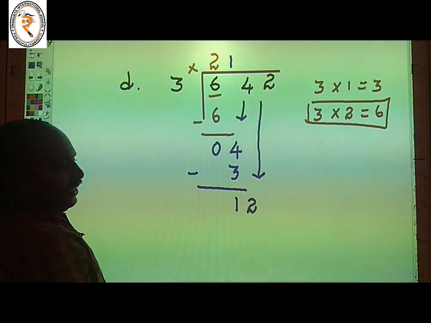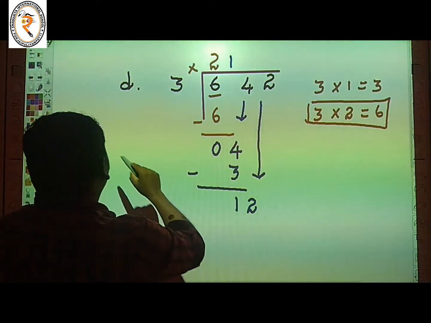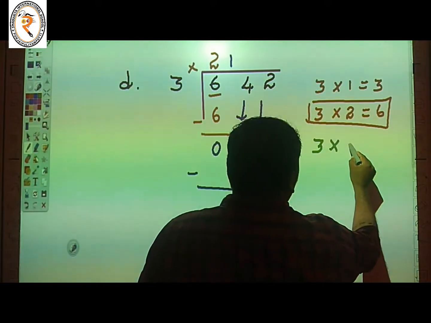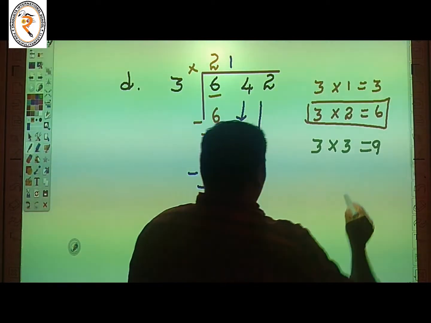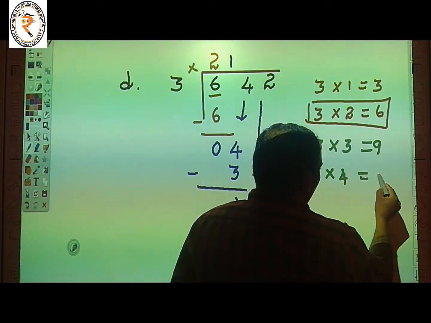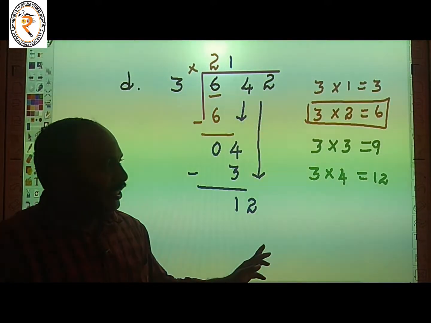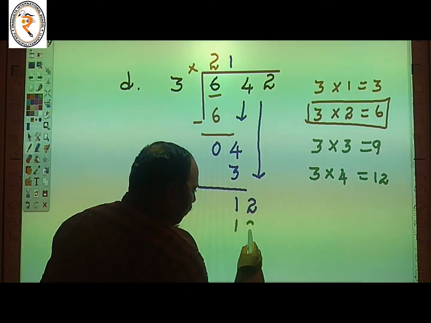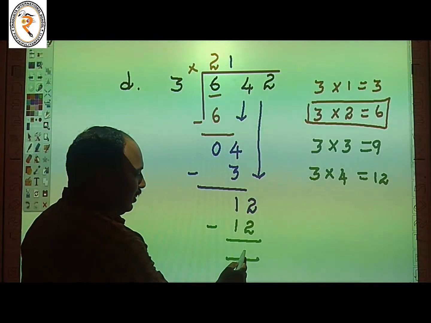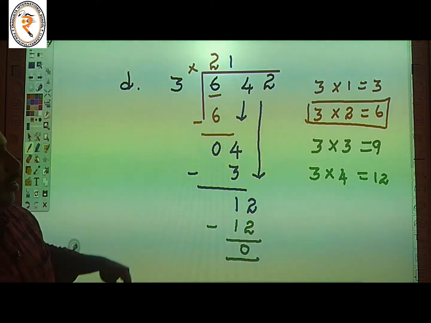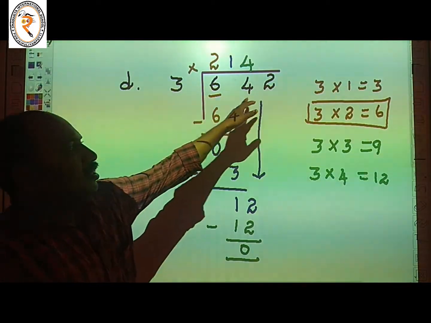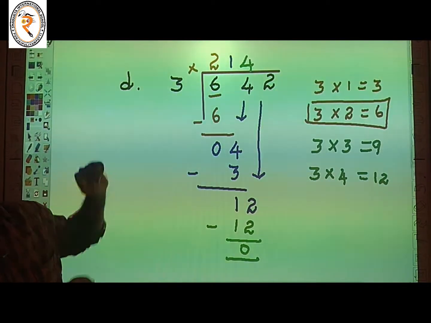12 divided by 3. The divisor is 3. 3 3s are 9. Here the dividend is 12, so again one more time: 3 4s are 12. 3 5s are 15. We want 12 only. 3 4s are 12. 12 minus 12 is equal to 0. So the answer is 214.